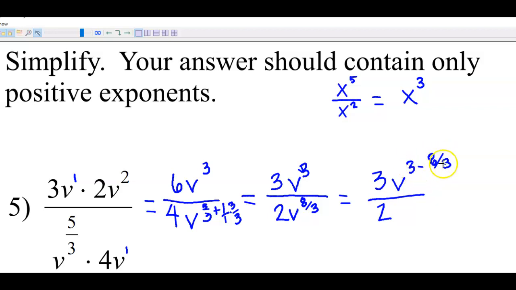So again, I need to do 3 minus 8/3. I think I'll move over here to do that. So think of it as 3 over 1 minus 8 over 3.